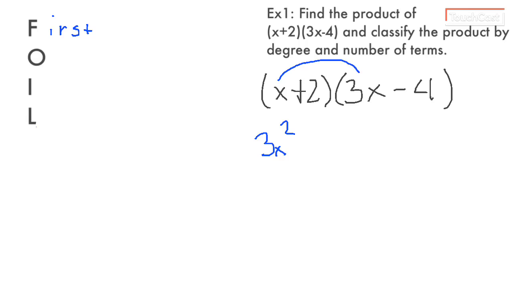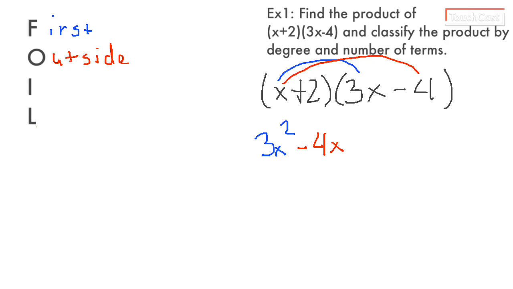The O stands for the outside terms. The terms that are on the outside of this product. That is the x and the minus 4. So we're going to go x times negative 4 and get a minus 4x.